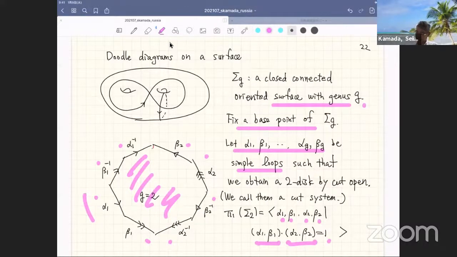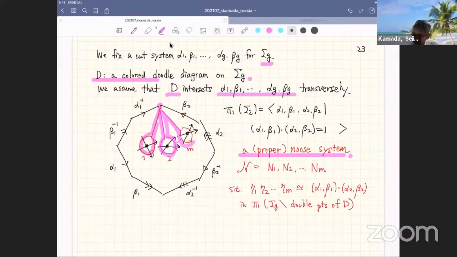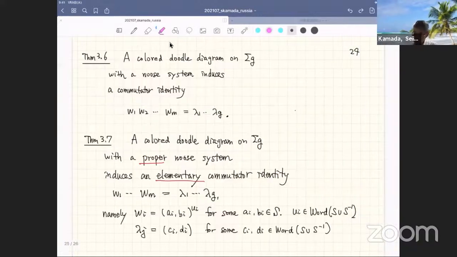So we fix a cut system and base point, of course. And consider a colored diagram on sigma G, and assume the diagram intersects the cut system transversely. And we consider a proper Nus system. This point is here, 1, 2, 3, like this. Then we have a colored doodle diagram on sigma 2 with a Nus system.